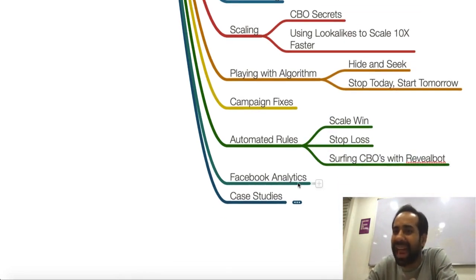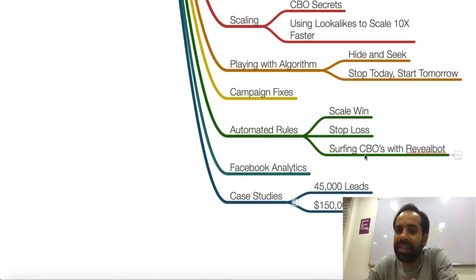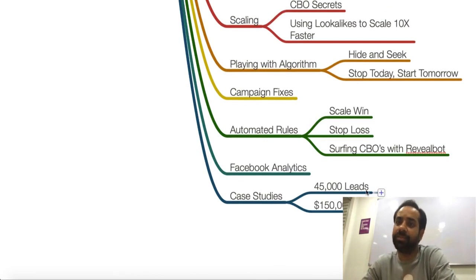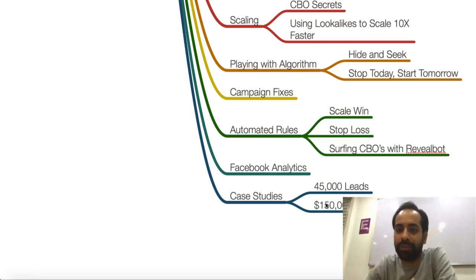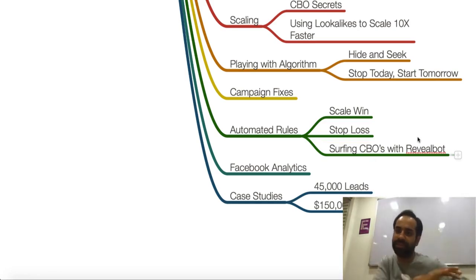Then we're going to talk about analytics, and then we're going to talk about case studies. My 45,000 leads case study, which by then, I think, I may have done like 100,000 leads, and also how I did 1 crore from one product, which is $150,000 from one product. And that is 2 case studies and a lot of other smaller case studies, which I've not really mentioned. Okay.